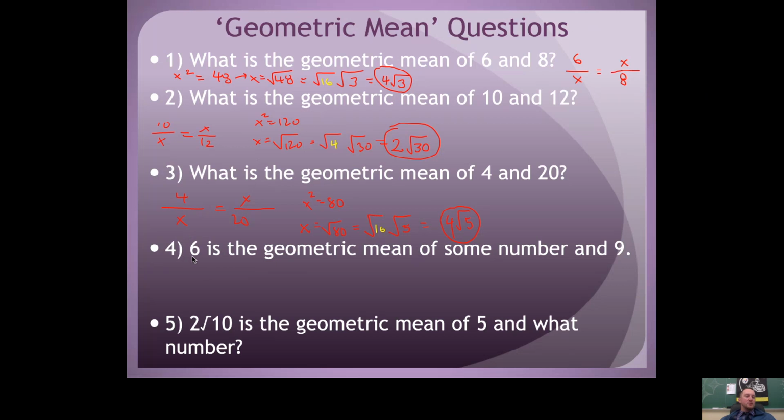Number 4 is a little bit different. They're telling you that 6 is the geometric mean. So where does the geometric mean go? Remember, it goes in those spots right there. If 6 is the geometric mean, then you put 6's there. So the geometric mean of some number, call it x, and 9. So this one's kind of easy. 9x equals 36. So x is 4. 6 is the geometric mean of 4 and 9. That's what that means.